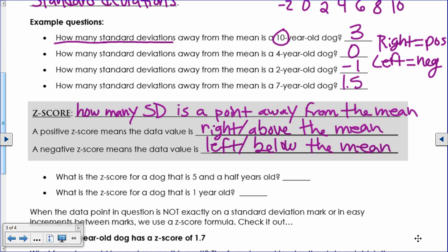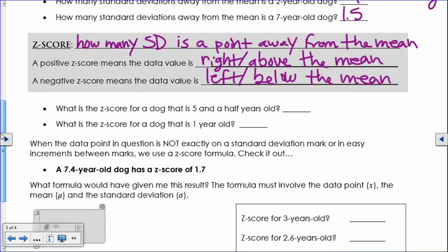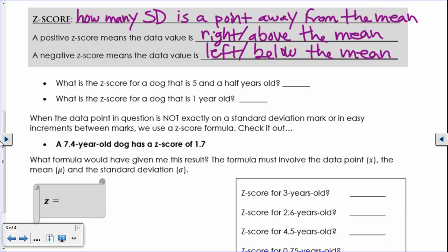Okay? So using the same bell curve, I'm going to have to scroll down, but you guys can still see the picture on your notes. I'm going to ask you the same kinds of questions with different wording. So instead of saying how many standard deviations, that language, I'm going to say what is the z-score for a dog that is 5.5 years old? 5.5. 0.75.